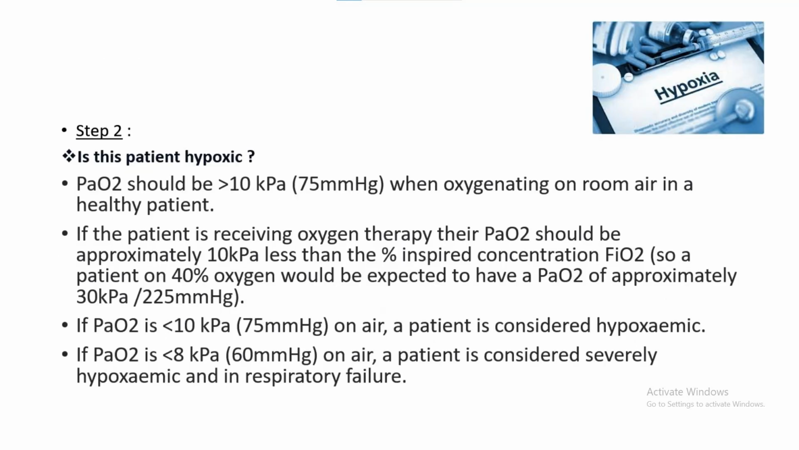Step 2. Is this patient hypoxic? PaO2 should be above 10 kPa, 75 mmHg, when oxygenating on room air in a healthy patient. If the patient is receiving oxygen therapy, their PaO2 should be approximately 10 kPa less than the percent inspired concentration, FiO2, so a patient on 40% oxygen would be expected to have a PaO2 of approximately 30 kPa, 225 mmHg. If PaO2 is below 10 kPa, 75 mmHg, on air, a patient is considered hypoxemic. If PaO2 is below 8 kPa, 60 mmHg, on air, a patient is considered severely hypoxemic and in respiratory failure.